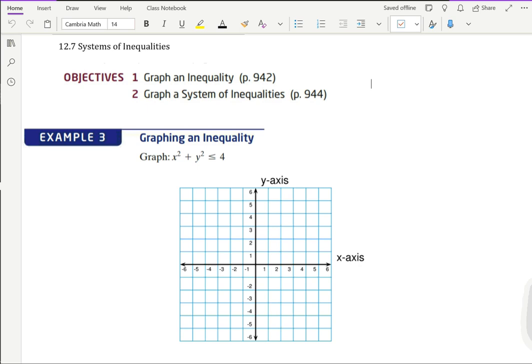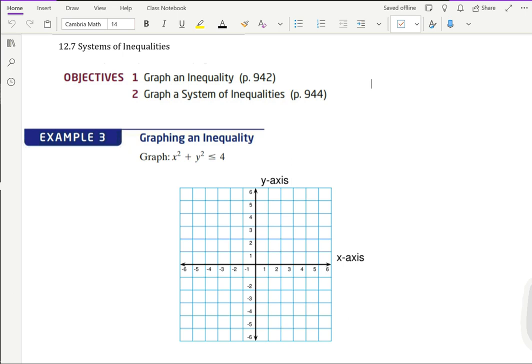We are in the very last section of our course. We're in Chapter 12, Section 7. We're looking at systems of inequalities today. In this video, we're going to be graphing inequalities and graph a system of inequalities. So just graph an inequality and then systems.